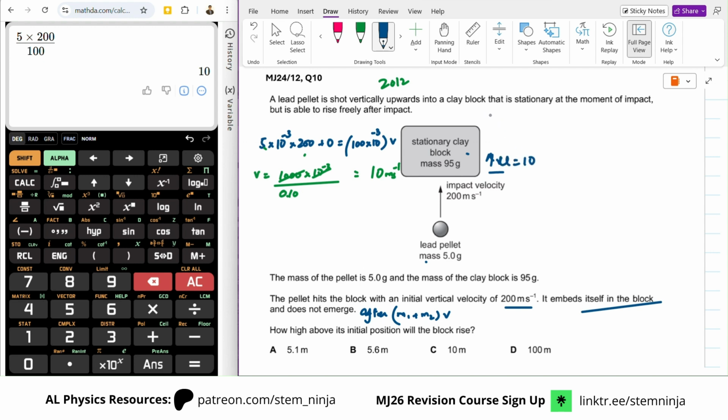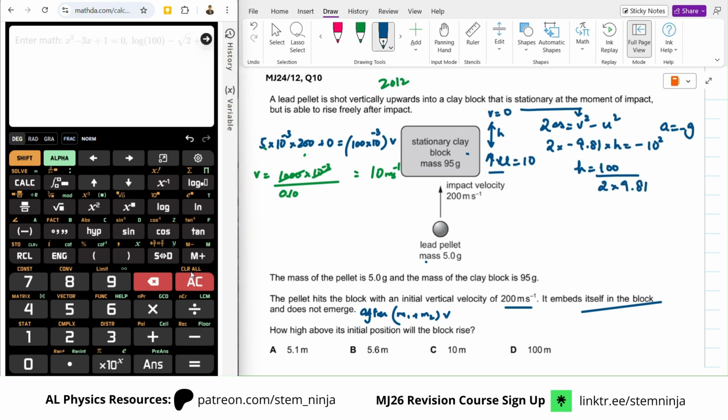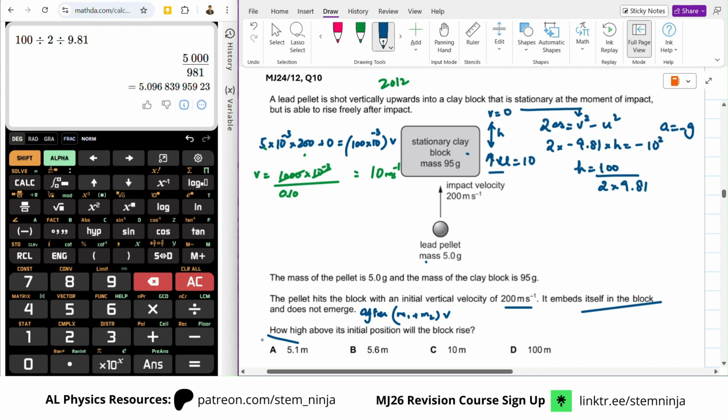We need to figure out the height covered. So 2as equals v squared minus u squared. At the highest position v is going to be 0, and a is minus g. So you have 2 times minus 9.81 times h equals minus 10 squared. So h would be 100 divided by 2 times 9.81. So 100 divided by 2 divided by 9.81. So this is 5.1 meters.